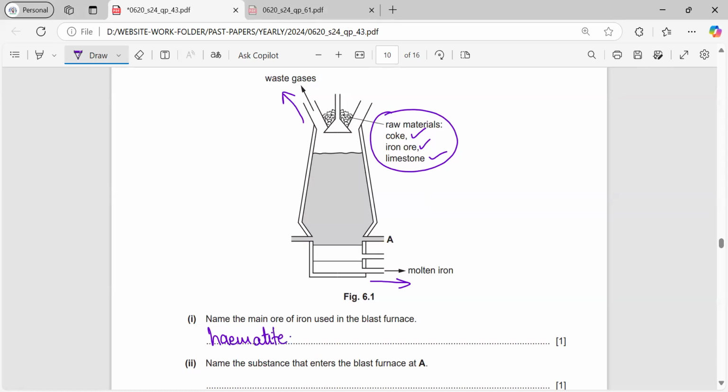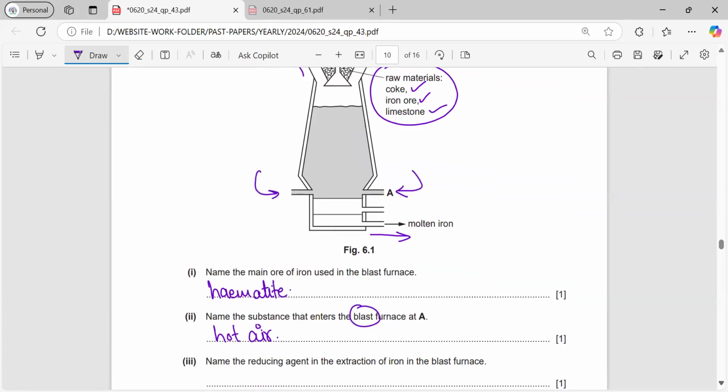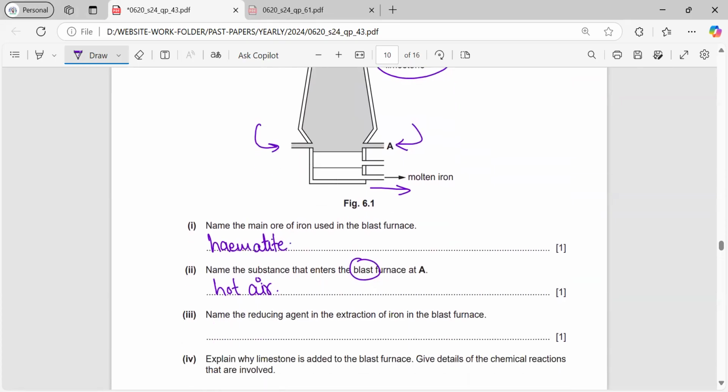Then name the substance that enters the blast furnace at A. So at A, something enters into the blast furnace, as the name is indicating, the blast. So a blast of hot air enters from A. Name the reducing agent in the extraction of iron in the blast furnace. The reducing agent is carbon monoxide.